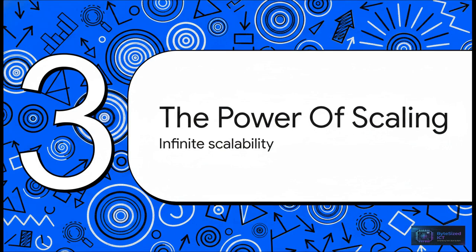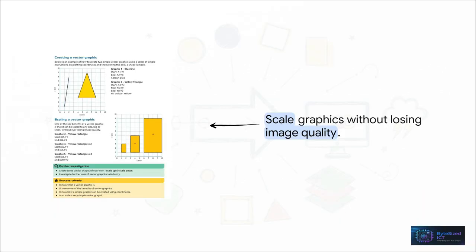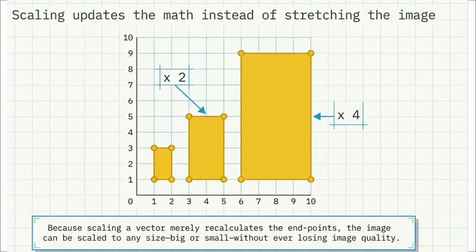All right, section 3, the power of scaling. Now this right here, this is the vector's absolute ultimate superpower. The absolutely crucial point to understand here is that a vector can be scaled infinitely. Let's say we start with a small yellow rectangle. If we want to double its size, the computer doesn't just stretch the image out. No, it just multiplies the math, expanding those coordinates perfectly.